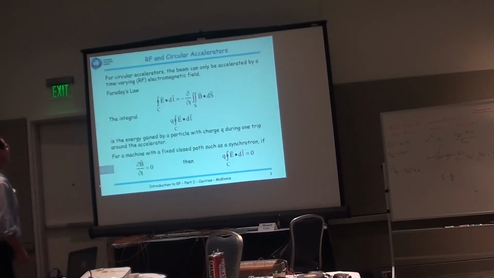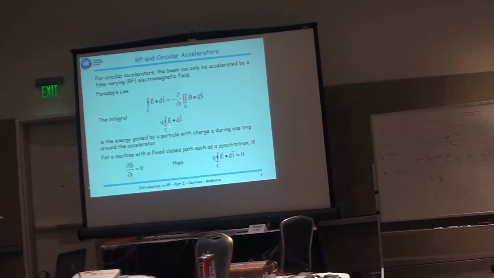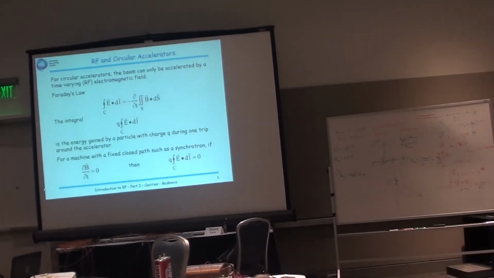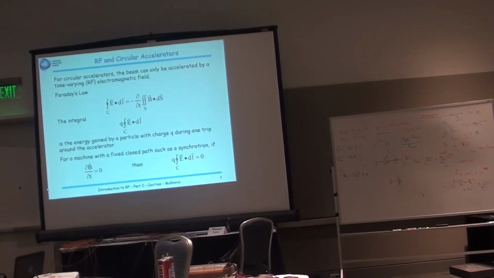Okay, so for circular accelerators, you can prove to yourself that only a time-varying electromagnetic field can be used to accelerate the beam. You can be very fancy about this. You take a look at Faraday's law: the integral of E dot dl is equal to the time derivative of the integral of B dot ds. The integral of E dot dl is the energy a particle gains going around a circle. So if you don't have any dB/dt, you can't have any E dot dl. You can never make a DC accelerator with a circular accelerator.